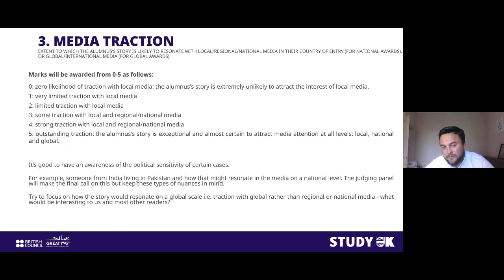Obviously, here it's really useful to include any evidence around media traction. If there have been blogs written about your work, or any publications or further bits of evidence to enhance your story and your claim to have had significant media traction around your work and your story. It's really obvious to include links to publications where your work has been documented.